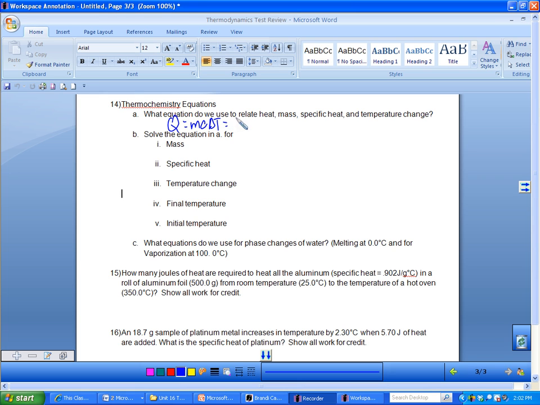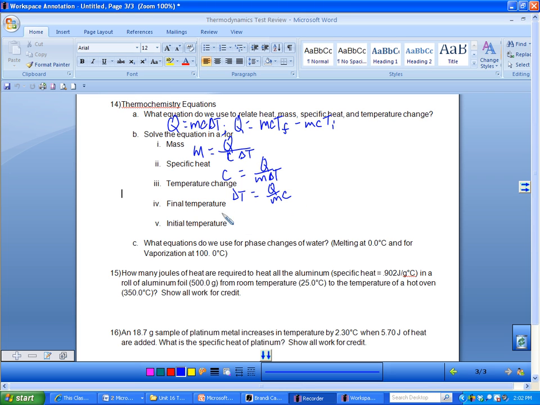We could also write it as Q, which is our heat, is equal to mc temperature final minus mc temperature initial. Solve that equation for mass, so mass is going to be Q divided by C delta T. Specific heat is going to be C is equal to Q over M delta T. Delta T is going to be Q over MC.